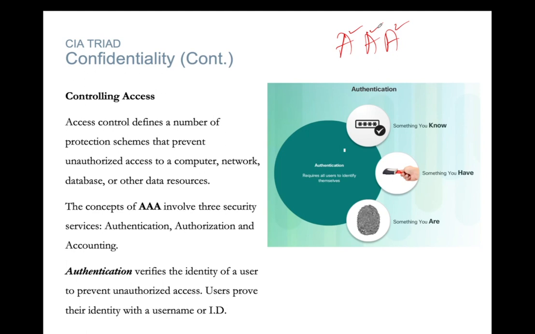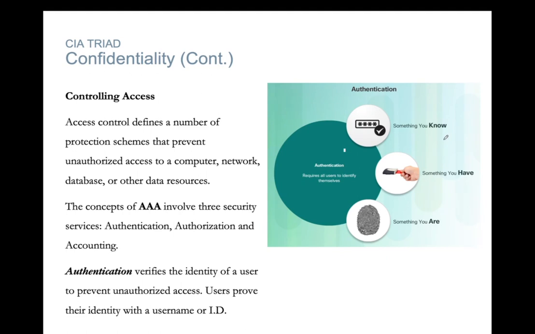The first one is authentication. If you see authentication in the diagram here, authentication verifies the identity of a user to prevent unauthorized access. Users prove their identity with a username or ID. In addition, users need to verify their identity by providing one of the following, as shown in this figure.